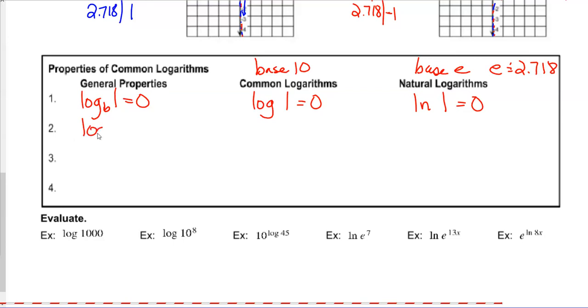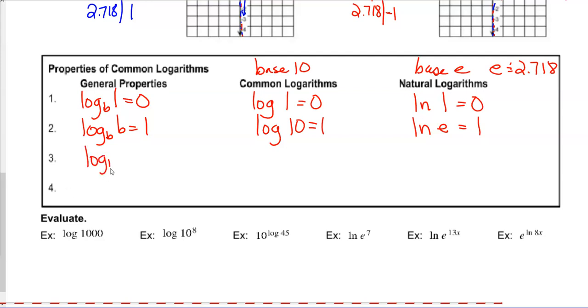If I have log base b of b, b to what power equals b? Well, it is 1. What will that look like here? That means that log of 10 is going to equal 1. And then I have the natural log of e. e to what power equals e? That is going to be 1 as well.